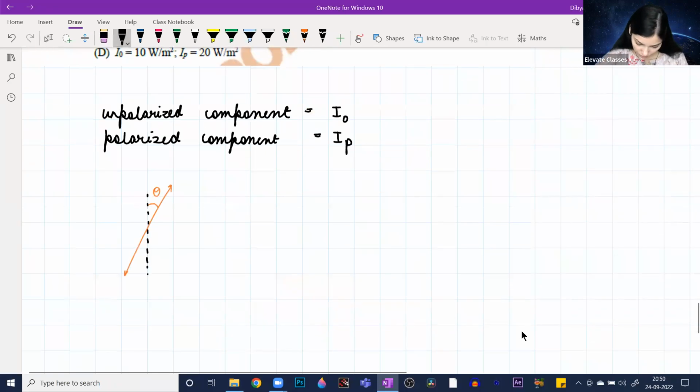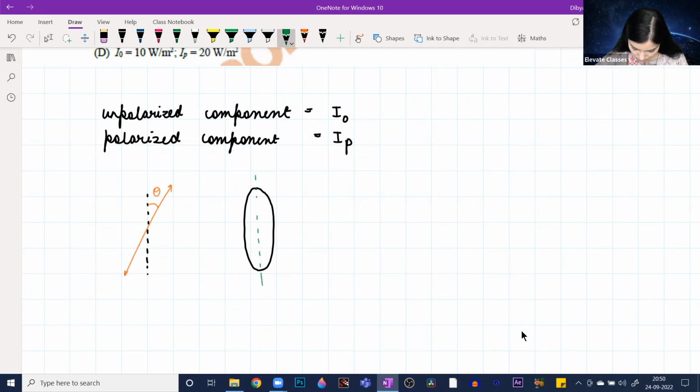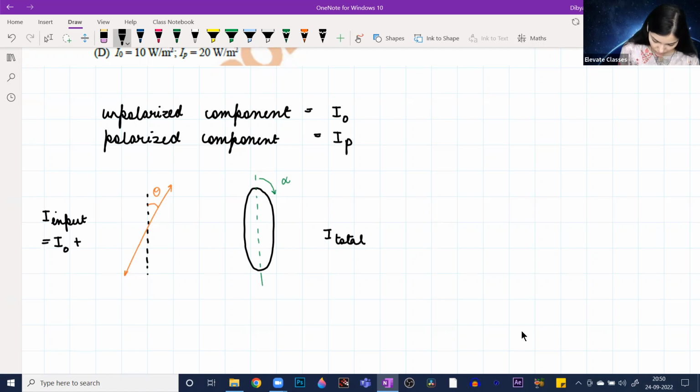So now what I have here is I have a polarizer and this is the pass axis of the polarizer and I am rotating this pass axis by some angle alpha. ठीक है, this is what the question is saying और यहाँ पे मुझे कुछ I total मिल रहा है और I input है equal to I0 plus IP.